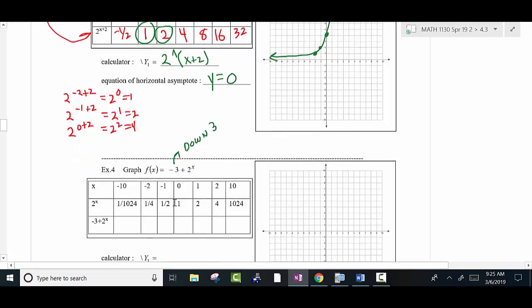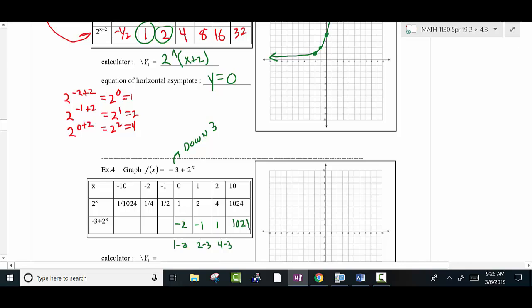If it's inside the function, it changes x. If it's outside, it changes y. So really all you're doing is just adding negative 3 to these. You can do this in your head. That's 1 minus 3 would be negative 2. 2 minus 3 would be negative 1. 4 minus 3 would be 1. That would, I guess, be 1,021, and so forth.